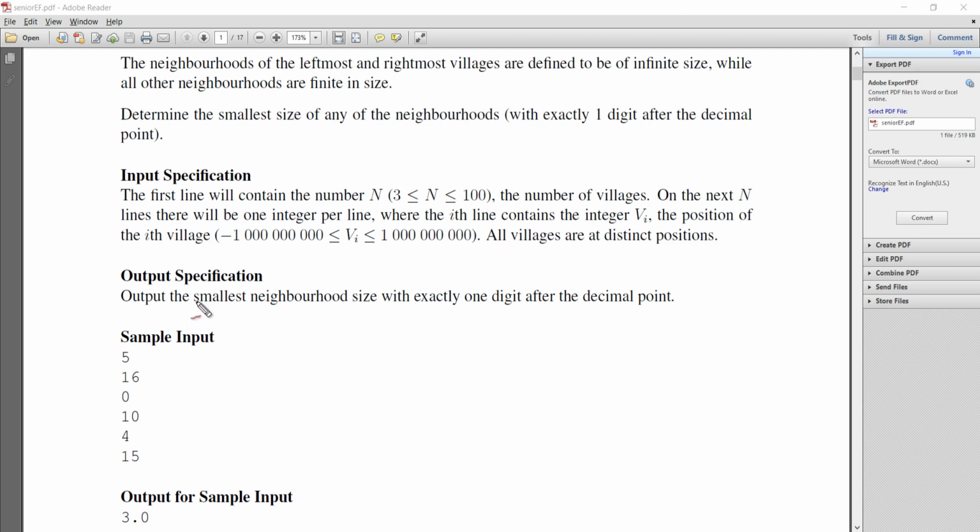And for the output specification, output the smallest neighborhood size with exactly one digit after the decimal point. So here we can use the integer type for the positions. For the size, we have to use a float or double. As we know, the scope of the position is between -1 billion and +1 billion, so we can't use float, we have to use double as a type.